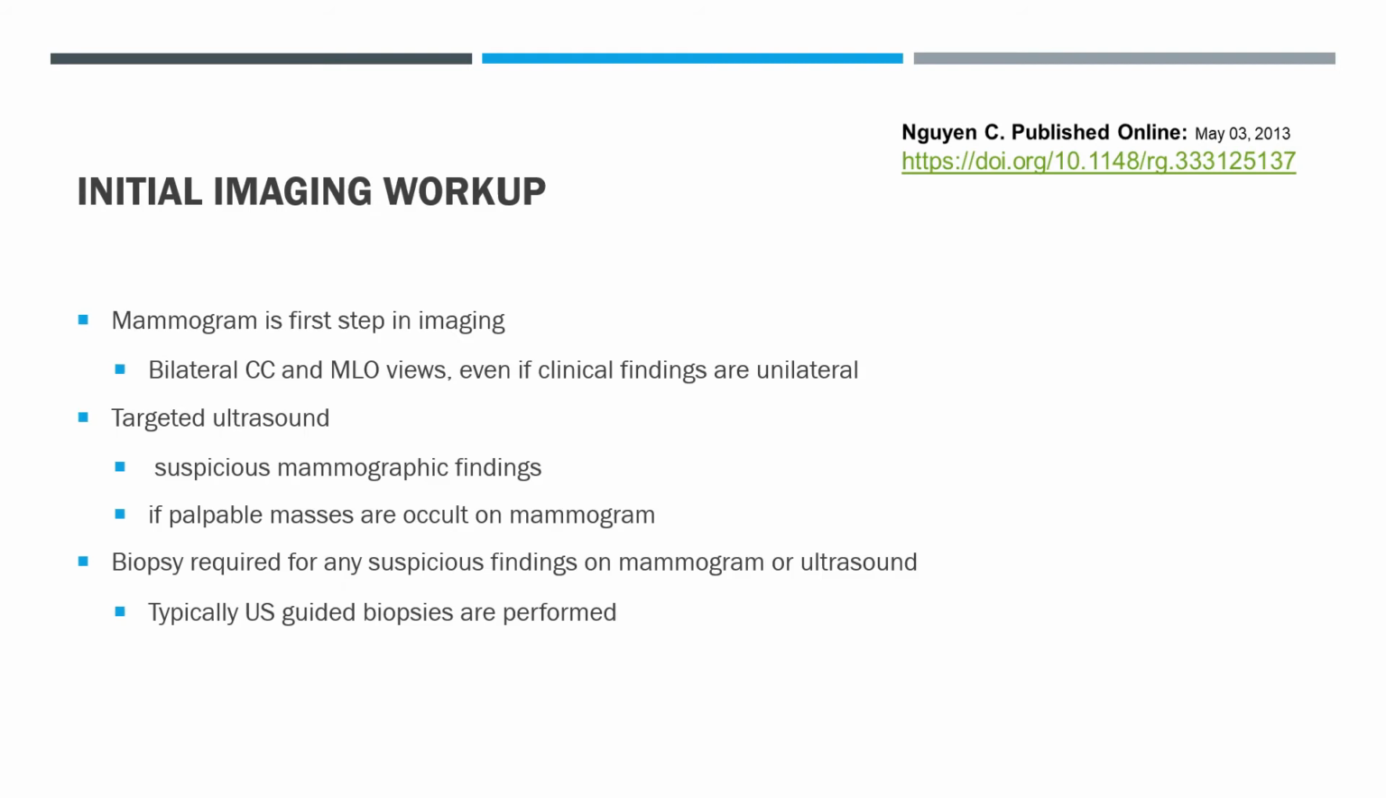Initial imaging workup for male breast cancer should include mammogram, of course, initially. Bilateral CC and MLO views should be performed even if the clinical findings are unilateral. Targeted ultrasound is performed for suspicious mammographic findings. And of course, if the mass that is palpable is not seen on mammogram. Biopsy is required for any suspicious finding on mammogram or ultrasound, and typically ultrasound-guided biopsies are performed.